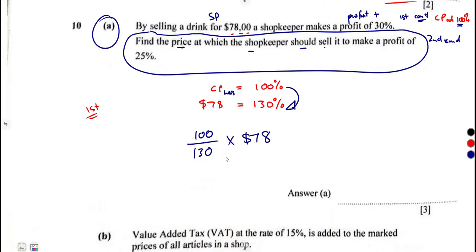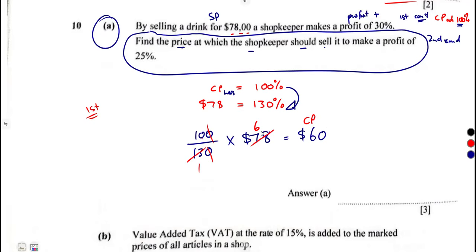Let's consider the cost price first. This is going to cancel, and that is simply divide. 78 divided by 13 is going to be 6. Then 6 times 10 is 60. So that's $60. So from the given first condition, $60 is our cost price.